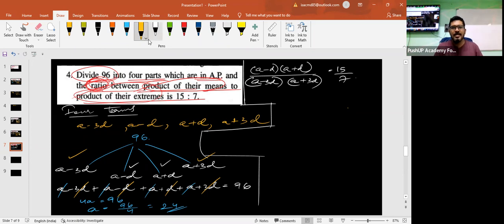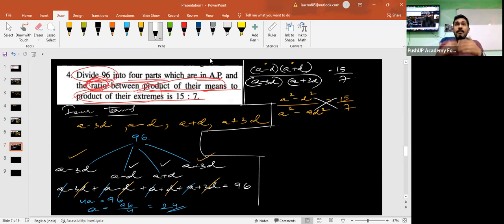What is A minus D into A plus D? It is A square minus D square. A minus 3D into A plus 3D will be what? A square minus 3D the whole square, that would be A square minus 9D square, which is equal to 15 upon 7. Now I think we can substitute the value of A, or you want to cross multiply, children. I will recommend you to cross multiply it, because there is a scope of further simplification. I don't want you to lose a chance out there.